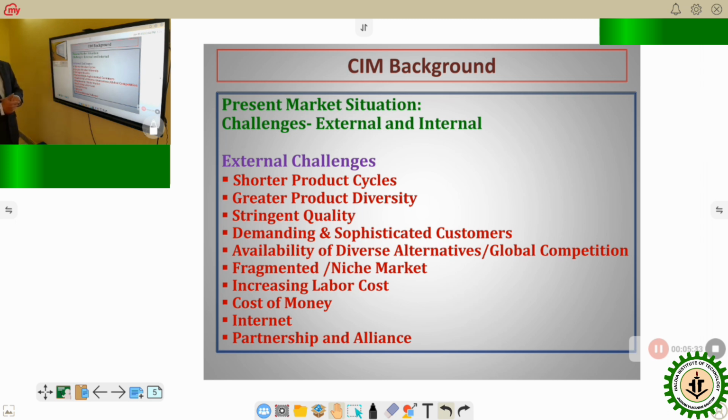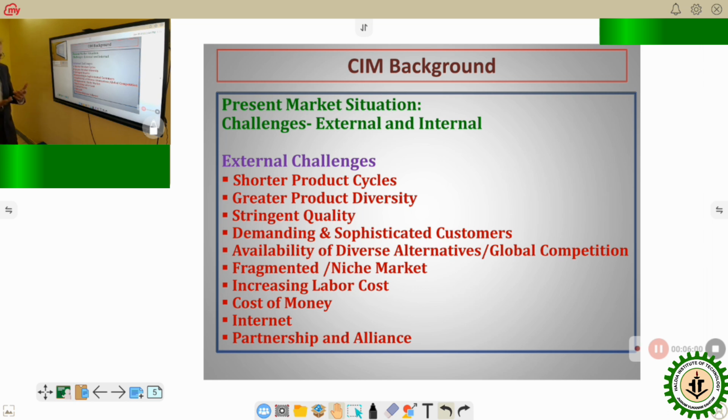Greater product diversity. In the current days, the number of products available in the market in any segment or category is highly diversified. Diversified in the sense that, due to the widespread presence of competitors, thanks to globalization, different manufacturers come up with new products, which makes it possible that a wide range of diversified products are available in the market.